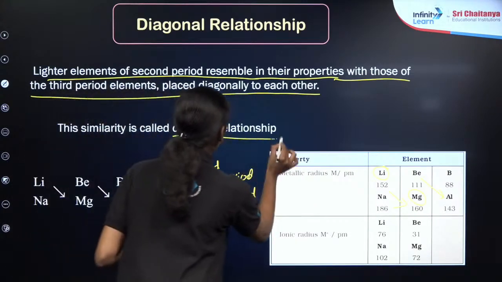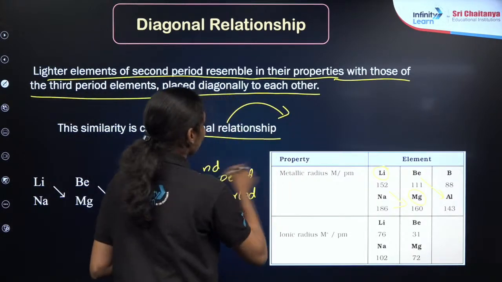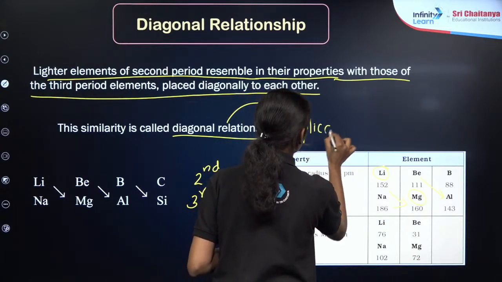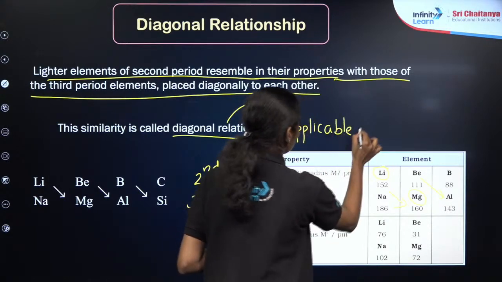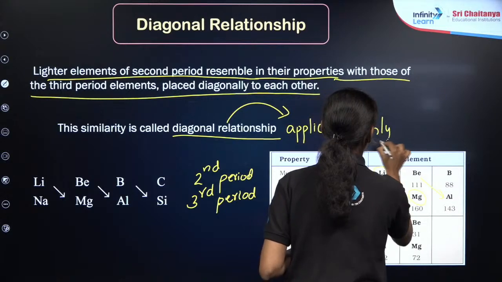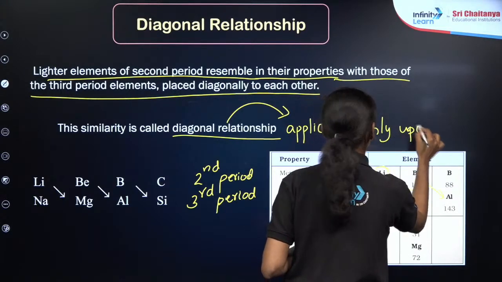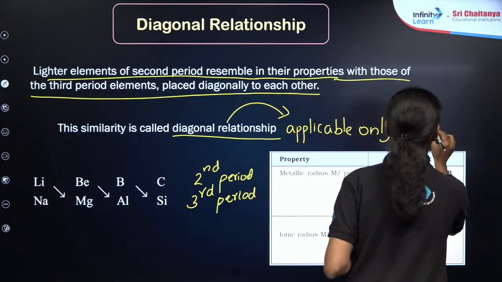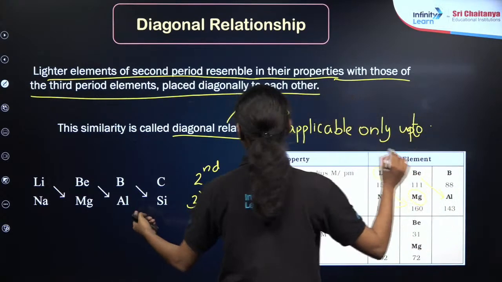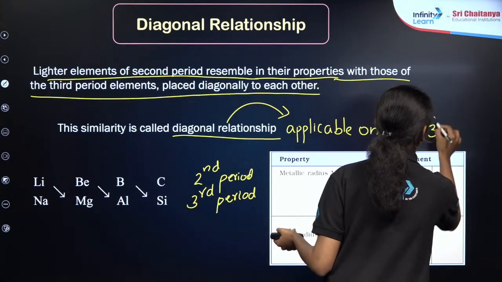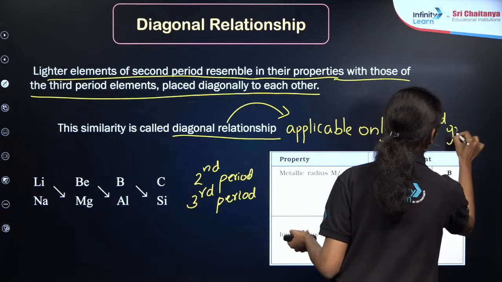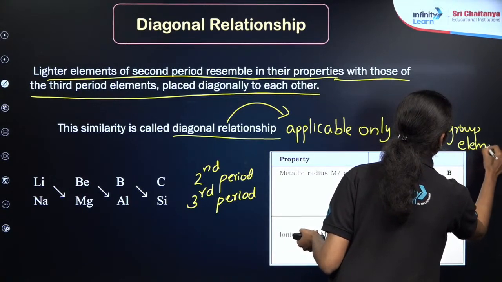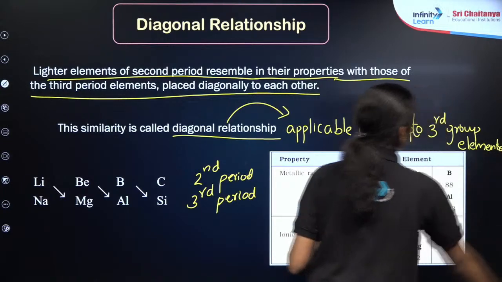And also the point you have to note is that the diagonal relationship is applicable only up to third group elements or group 13 elements. Clear?